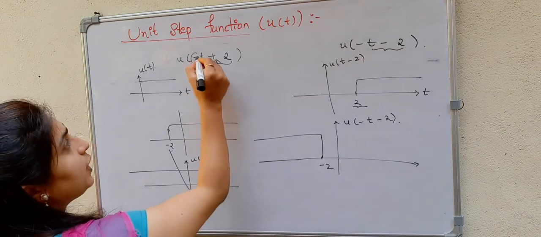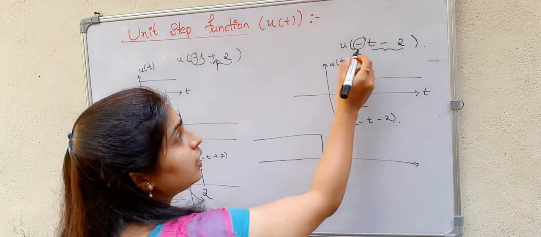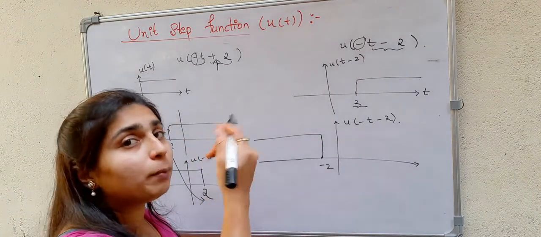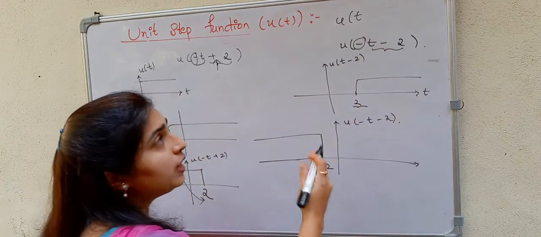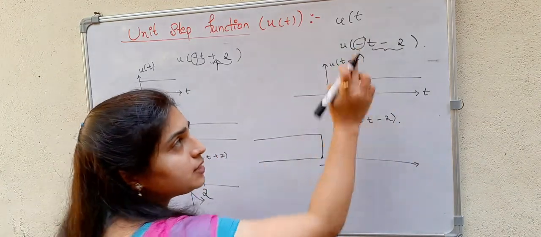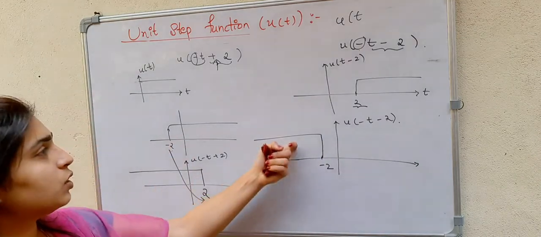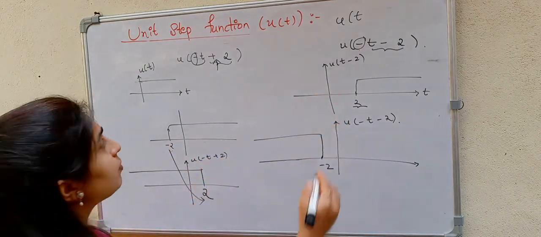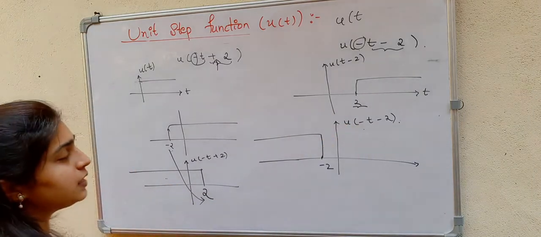So from this, what we can conclude, see, you have t plus 2, here t minus 2. This is your negative coefficient of t. Negative coefficient of t means it will be starting from minus infinity. If you have the positive coefficient of t, your function will be on the right side. Minus t means your function will be on the left side. See, the function is on the left side here, u of minus t plus 2. Here also you have it on the left side.